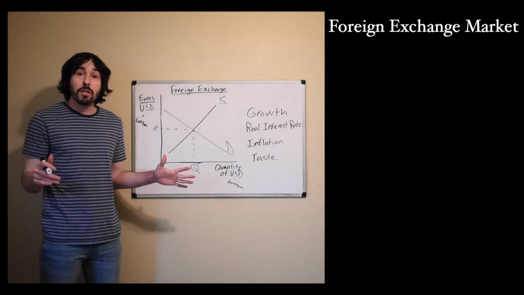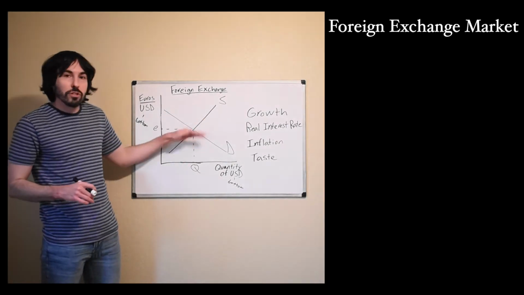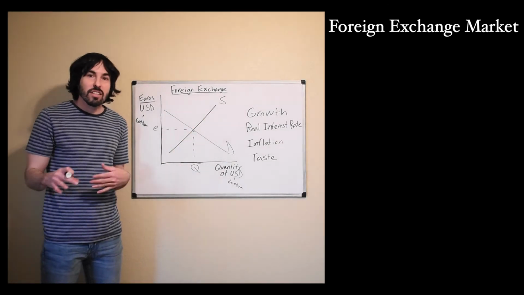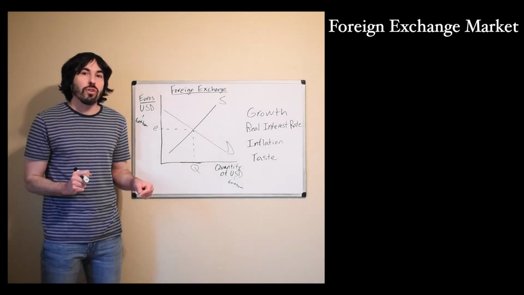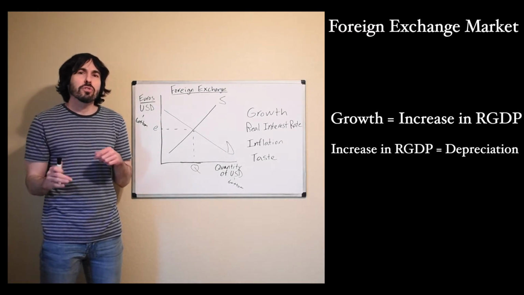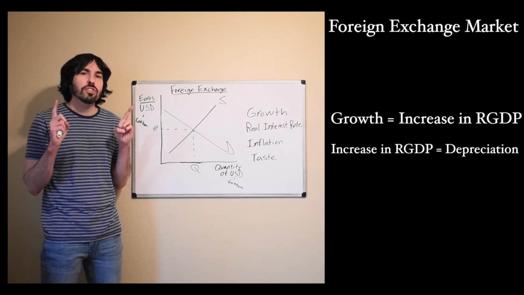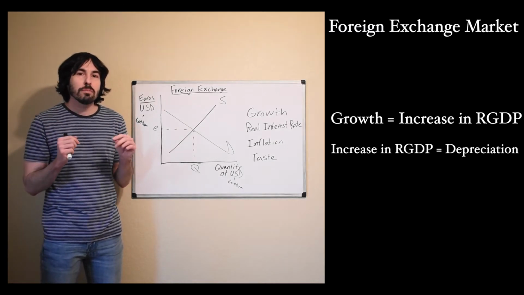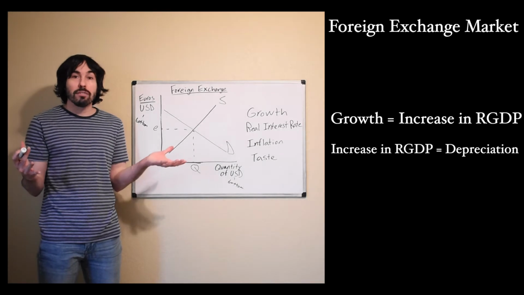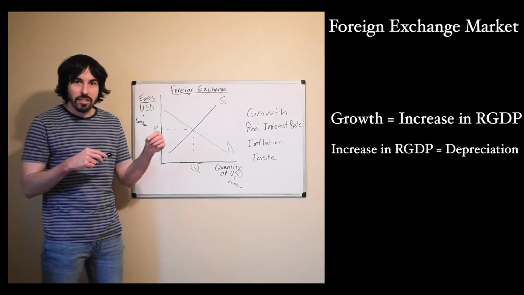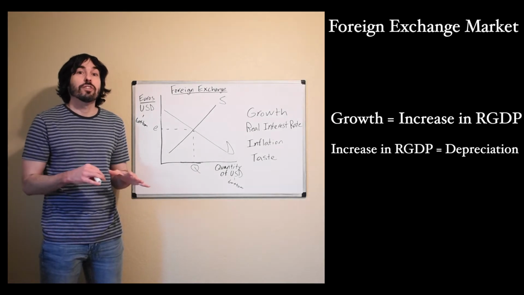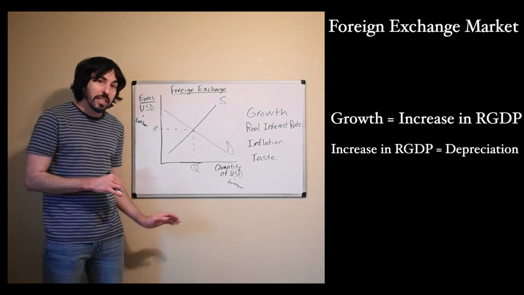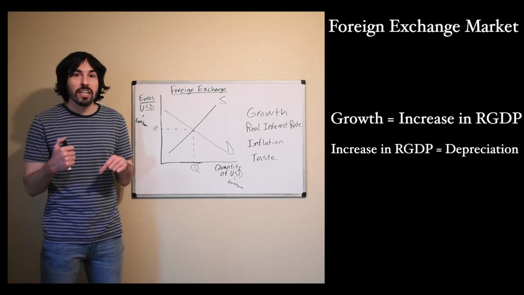Okay, now we're going to talk about the things that cause a demand or supply curve to shift, things that cause supply and demand of a currency to change. The first one is growth. When I'm talking about growth, I'm talking about an increase in real GDP. As real GDP increases, more people have jobs. Remember, on the aggregate supply, aggregate demand model, that YF at the bottom, the Y stands for real national income. As GDP increases, so too does real national income.